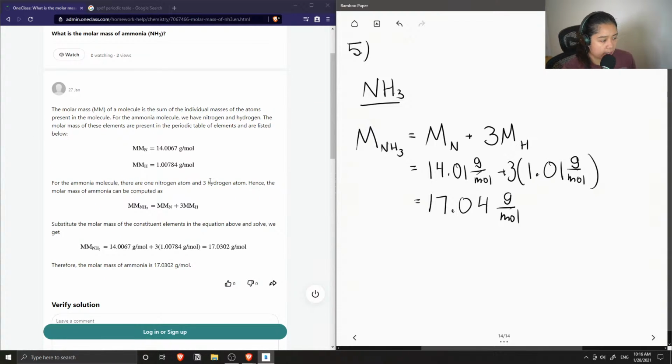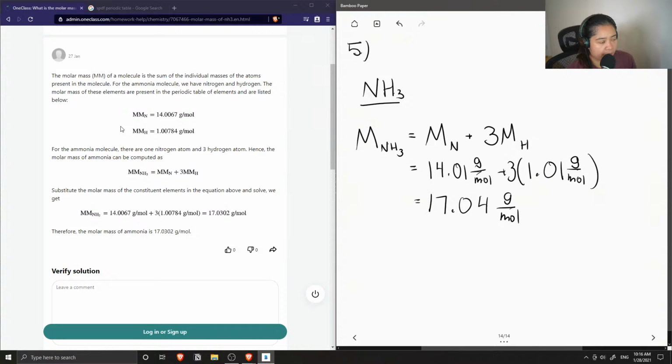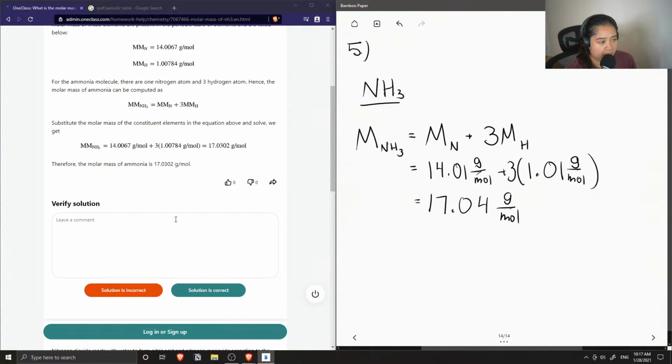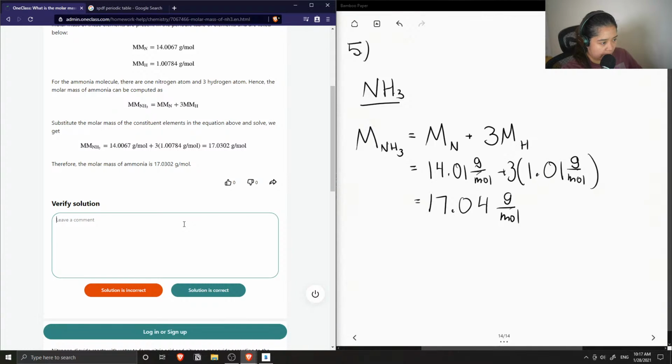And the junior tutor said that the molar mass of a molecule is the sum of the individual masses of the atoms present in the molecule. For the ammonia molecule, we have nitrogen and hydrogen. The molar mass of these elements are present in the periodic table and are listed below. For the ammonia molecule, there's 1 nitrogen and 3 hydrogen atoms. Hence, the molar mass of ammonia can be computed as the following. And then they plugged in their values and got around 17.03. Yep. So this solution is correct.